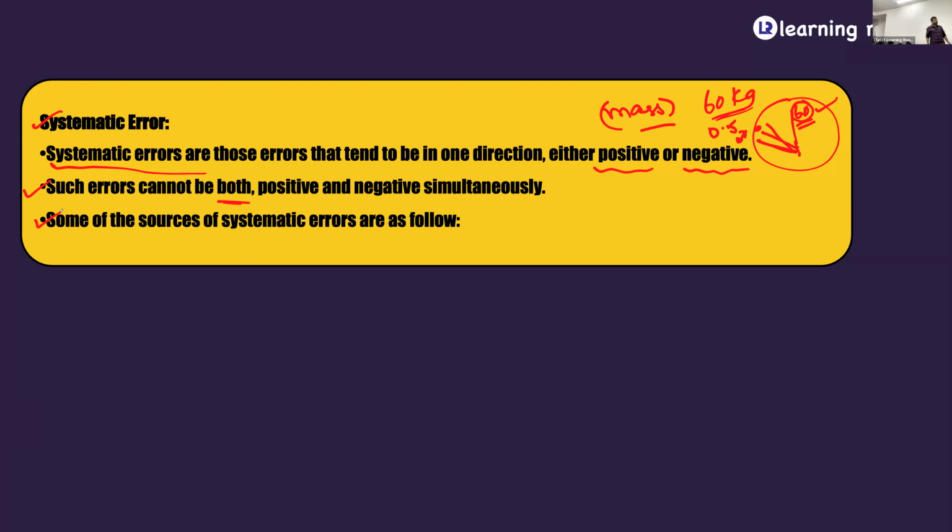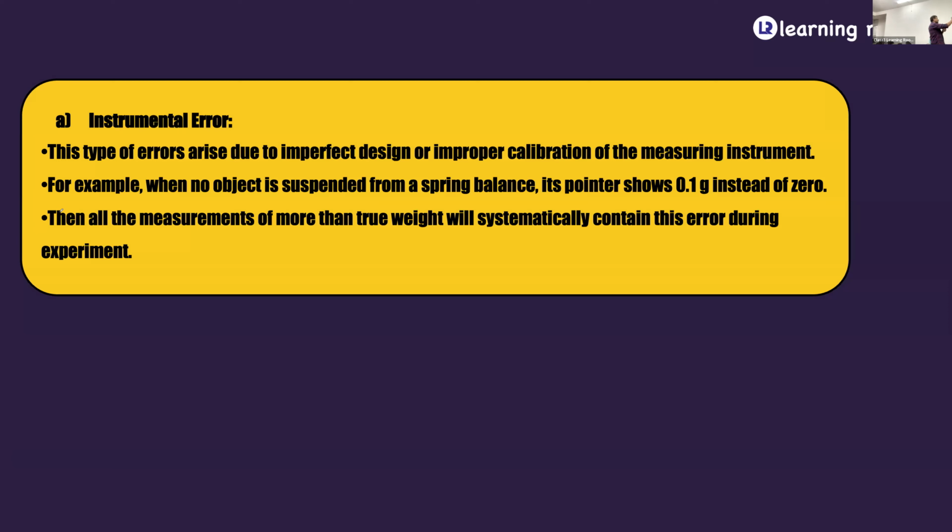So let's see some of the sources of systematic errors. The first one is instrumental error. Just now I told you, a weighing machine is an instrument. It has some error associated with it, right? This type of error arises due to imperfect design, or calibration. Now you are able to understand this word calibration.